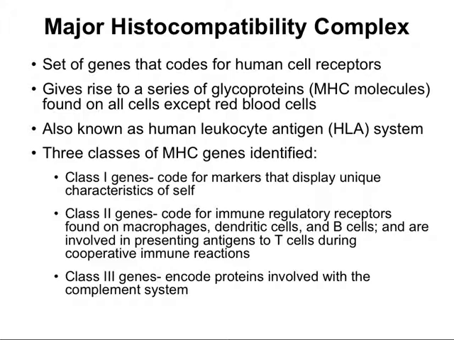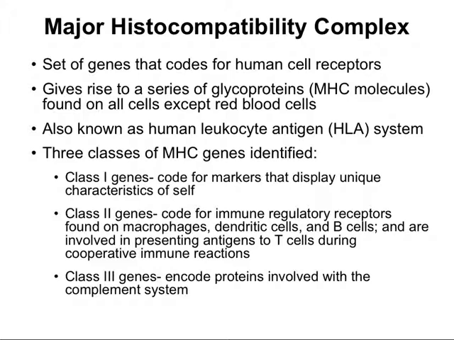The class 1 genes code for markers that display unique characteristics of self. This is a complicated system, but the general idea is that each human being inherits a particular combination of class 1 MHC genes. In general, the closer the blood relationship, the greater the probability that you have a similar MHC profile. However, it's unlikely that even related people will have the exact same profile, just because of differences that develop between individuals. Class 2 genes code for immune regulatory receptors that are found on macrophages, dendritic cells, and B cells.